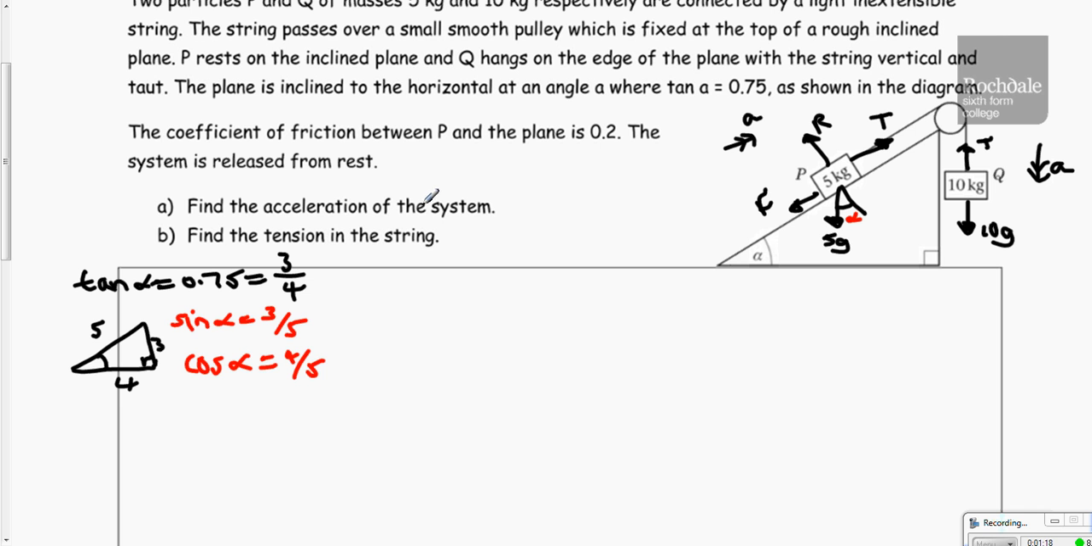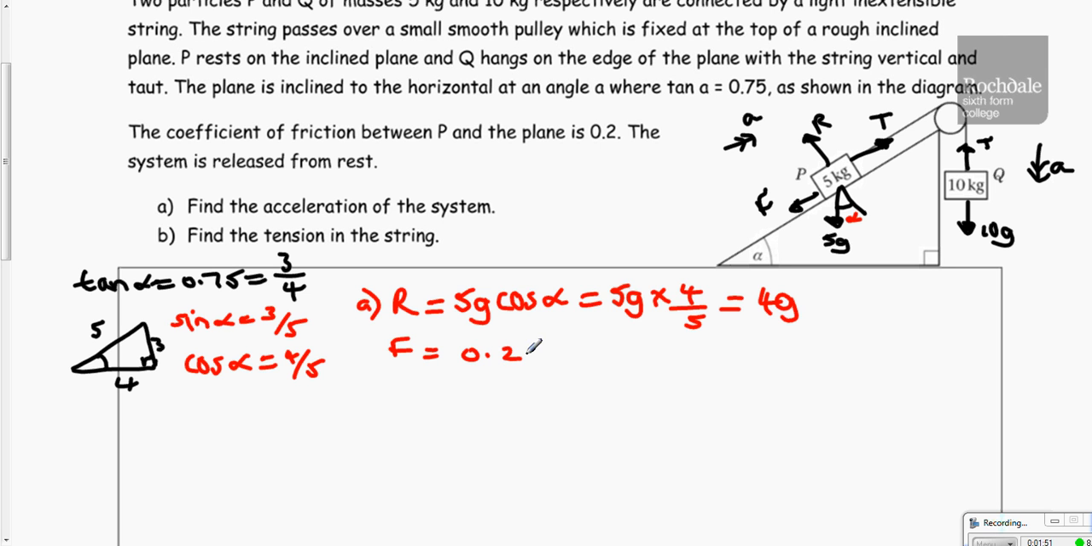So first we've got to find the acceleration of the system. And I know that at some point I'm going to need to work out this friction, so I think I'll do that first. Perpendicular to the plane for particle P, we've got R equals 5g, and because we're turning through the angle, it's cos alpha. 5g multiplied by 4/5, we know cos alpha is 4/5. The 5's will cancel, so the normal reaction is 4g. That means that the frictional force will be 0.2 multiplied by 4g, it's mu R. So that would be 0.8g.